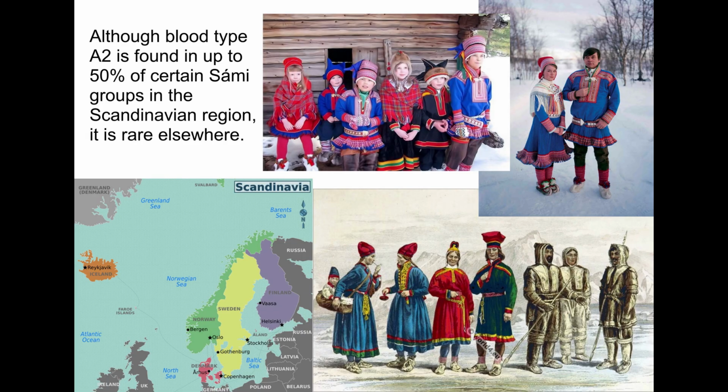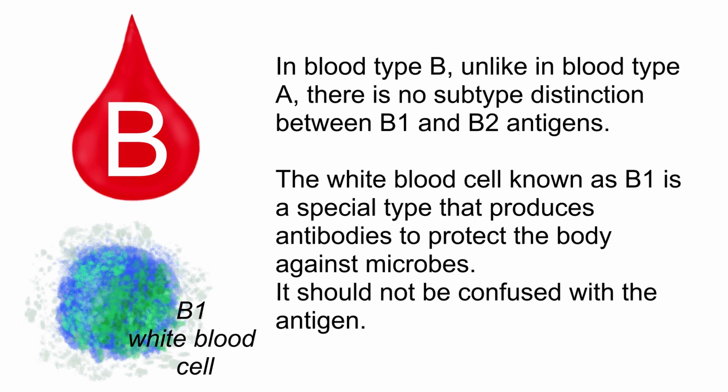While A2 blood type is found in up to 50% of the Sami people living in the region called Lapland in Scandinavia, it is rare elsewhere. In blood type B, unlike in blood type A, there is no subtype distinction between B1 and B2 antigens. The white blood cell known as B1 is a special type that produces antibodies to protect the body against microbes. It should not be confused with the antigen.